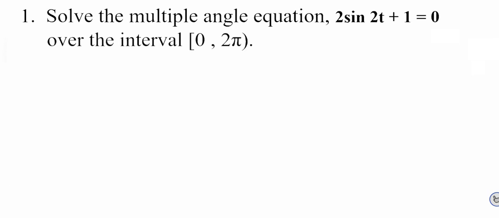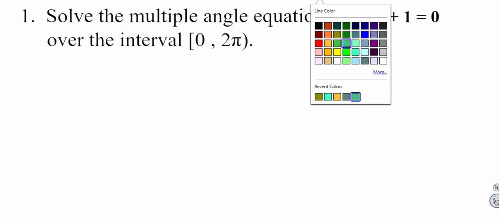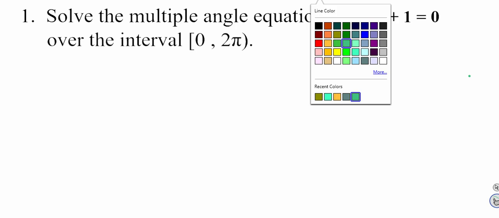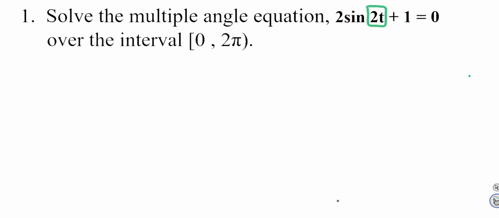Okay, here we go, multiple angles. So this isn't new. What is new is we're going to look and see that we've got right here a 2t. And normally we have a t or an x or a theta. So that's the new thing for today. And what we're going to do is we're just going to ignore it for now. We're going to rewrite our problem.